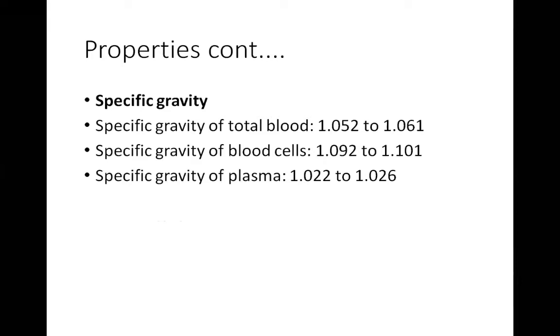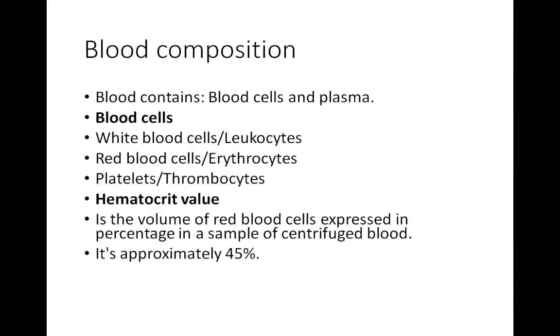So in specific gravity of the blood, we have the specific gravity of total blood, which is 1.052 to 1.061. Then the specific gravity of blood cells is 1.092 to 1.101. The specific gravity of plasma is 1.022 to 1.026. Then that was properties of blood. So we are going to blood composition.